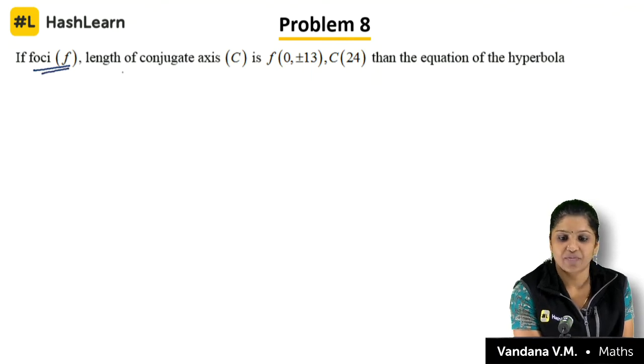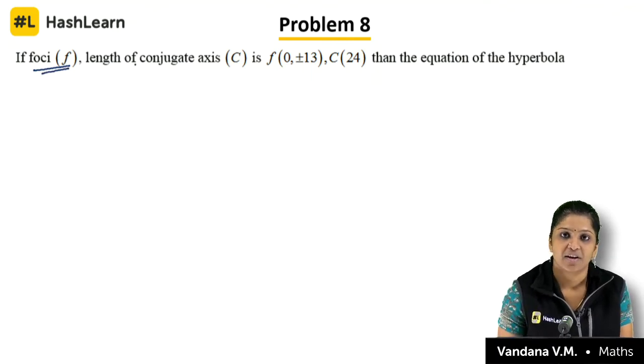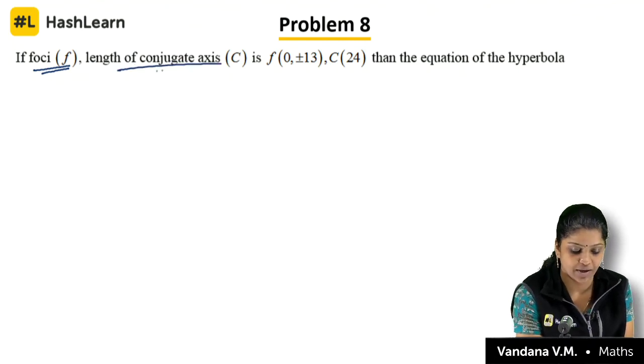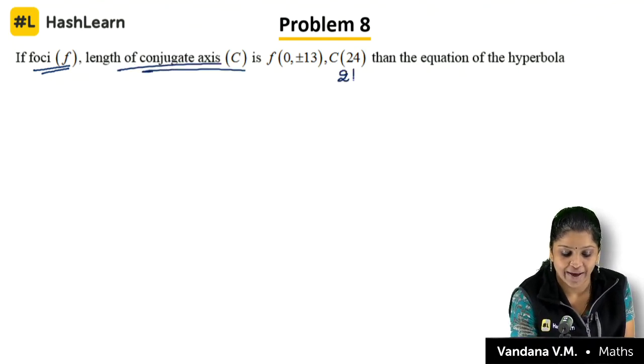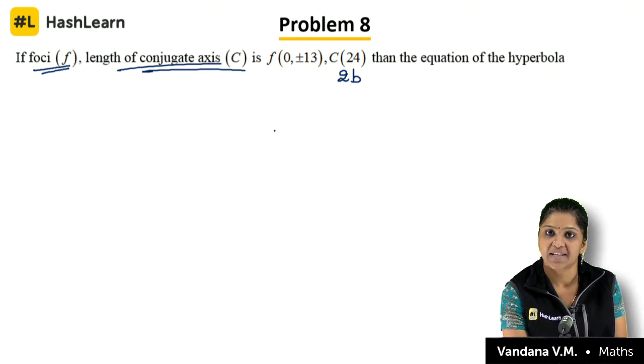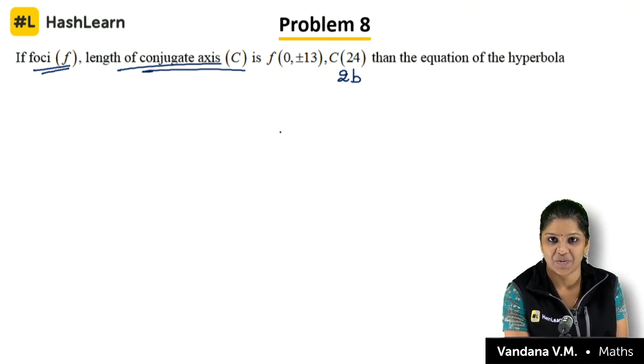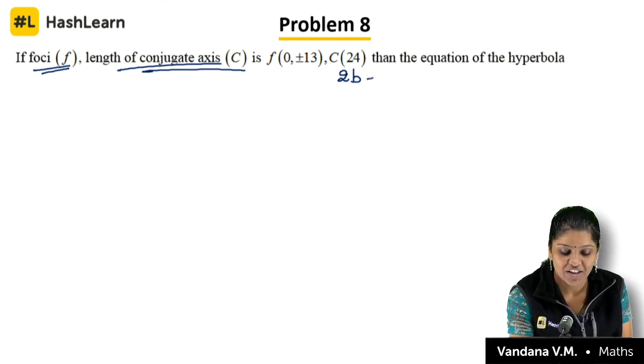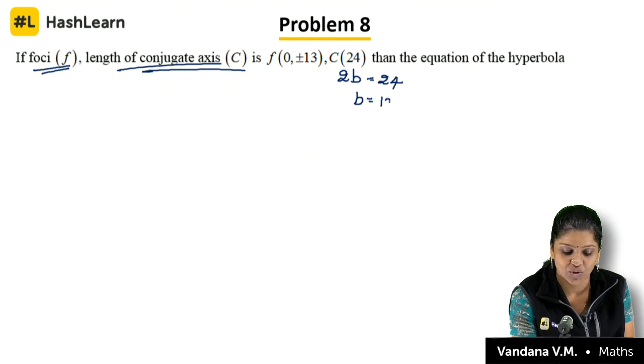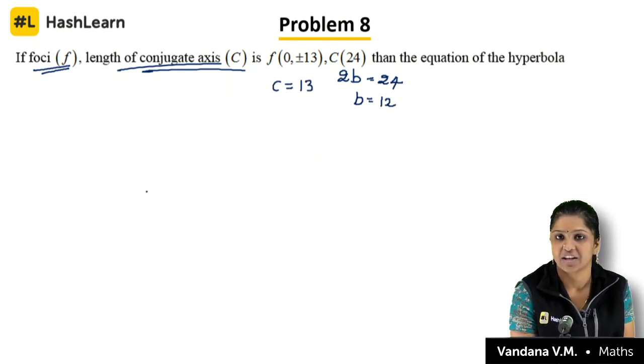Foci and length of the conjugate axis. Conjugate axis is nothing but 2b value. Transverse axis means it is 2a value. Conjugate axis means it is 2b value. How much did they give? It is 24. B value is what? 12. And C value is 13.